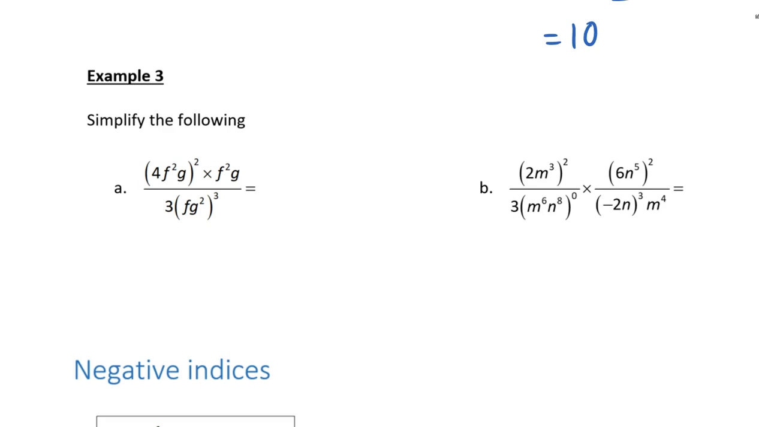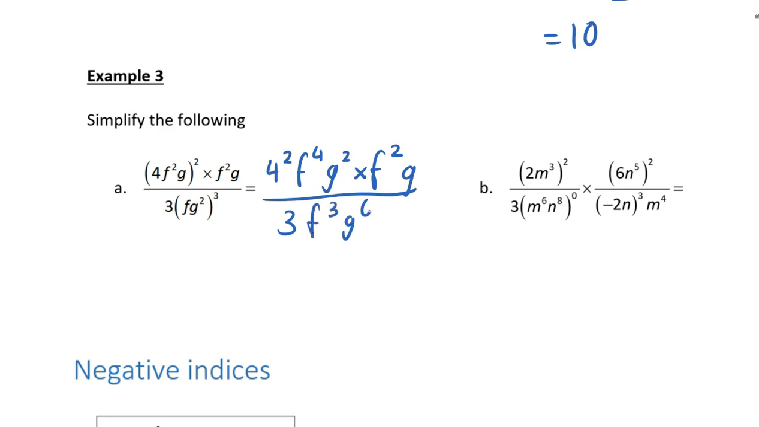Example 3a, getting a little bit trickier here. First step is to multiply or get rid of our brackets, so multiplying in those powers, giving us 4 squared f to the power 4 g squared times f squared g all over 3 f to the power 3 g to the power 6. We probably want to simplify this to just 16. It might be easier to work with. There's nothing we can really do with those numbers there anyway.